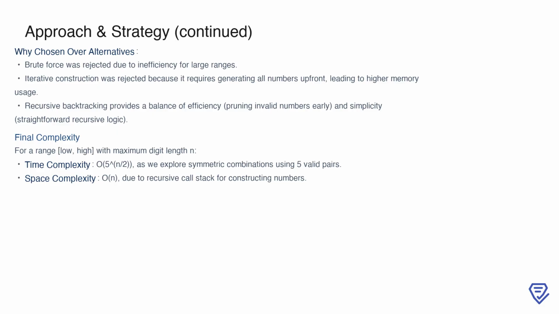In terms of complexity, the time complexity is O(5^(n/2)), as we only explore combinations of the 5 valid digit pairs symmetrically. The space complexity is O(n), which accounts for the recursive call stack used to build numbers. This combination of efficiency and simplicity makes recursive backtracking the optimal solution for this problem.